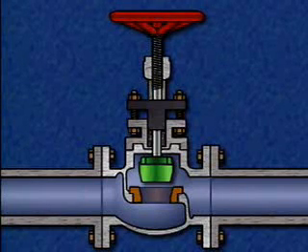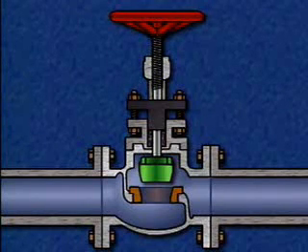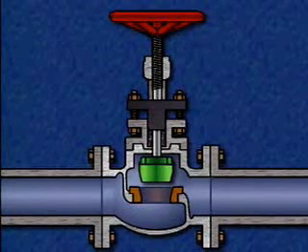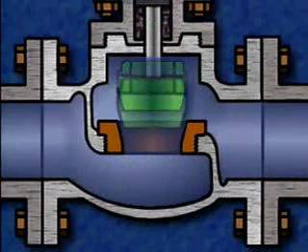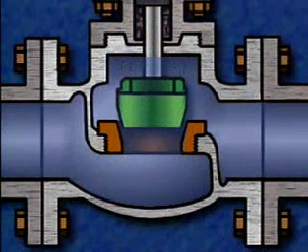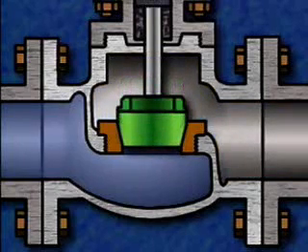When the disc reaches its limit of travel, the valve is fully opened and maximum flow can pass through the valve. If the hand wheel is turned in the closed direction, the disc moves down toward the seat and fluid flow is reduced. When the disc presses tightly against the seat, the valve is fully closed and flow through the valve is stopped.